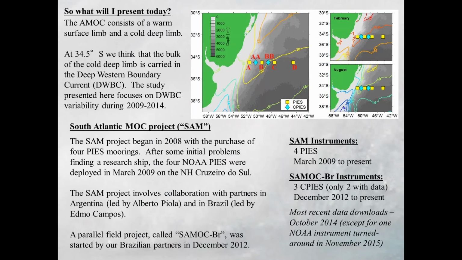So what I'm going to talk about today is a portion of the MOC, focusing mainly on the cold deep limb of the MOC. So the blue arrows that were in that first map that I showed you earlier. And we're going to look at that near 34.5 south, which in the map here, those of you that are not intimately familiar with the coastline of South America may not recognize exactly where that is. We're talking the area just east of Uruguay and the southern tip of Brazil, to give you some idea of where we're talking about.